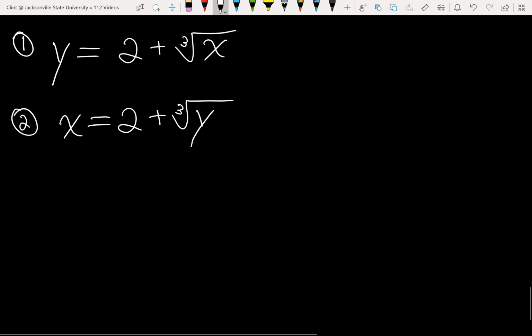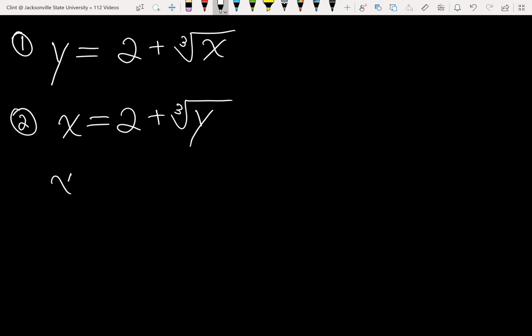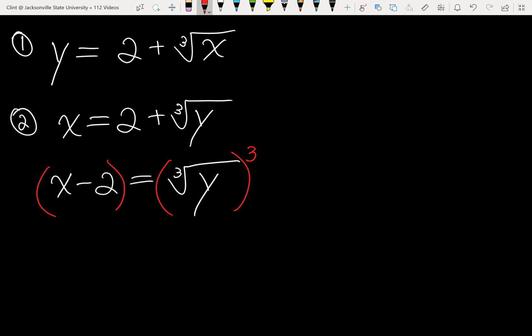And then I want to get y by itself. I want to solve for y, so I'm going to subtract 2 from both sides. Leaves me with the cube root of y by itself on one side. And now we need to cancel out the cube root, the third root. So what can we do there? We can raise both sides to the what power? Third power. That way this cube root and third power cancel each other out. So now I have y equals x minus 2 cubed, or to the third power.